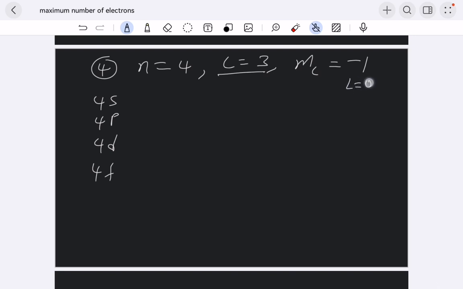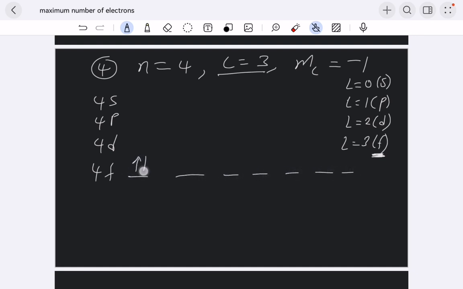When L is equal to 0, it's S. When L is equal to 1, it's P. When L is equal to 2, it's D. When L is equal to 3, it's F. So they're interested in the F orbitals, which is 1, 2, 3, 4, 5, 6, 7.